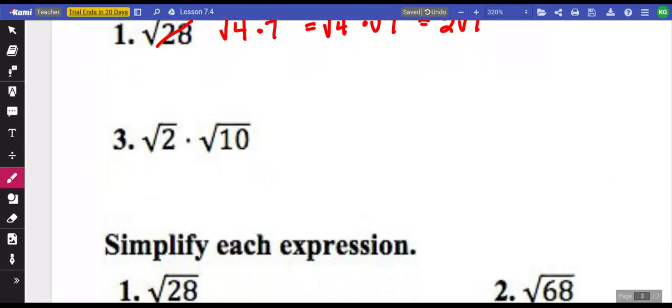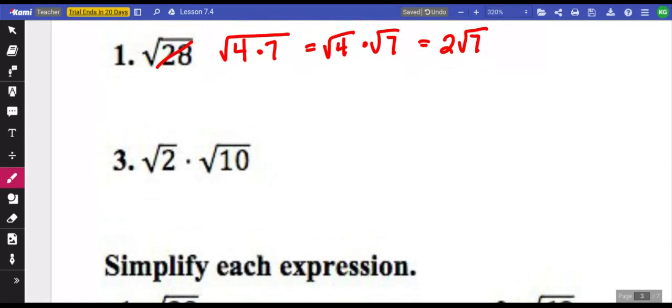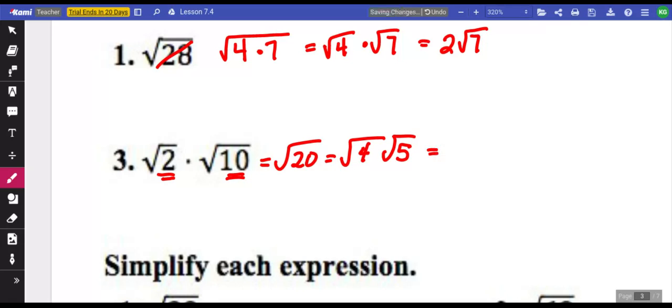Okay, now on this next one, it started out as a broken up square root, but we can't break up 2 or 10 with our square root numbers that we have. So what we're first going to do is combine them back into one square root, which is 20, and then try to break that up into a perfect square and a prime, which is 4 and 5. So that would give me 2 square root of 5.